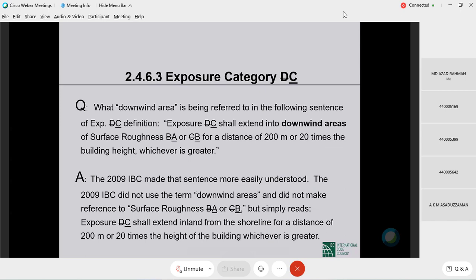Now, what downwind area is being referred to in the following sentence? Exposure C shall extend into downwind areas of surface roughness. Okay. We said that 2009 IBC made that sentence more easily understood. The 2009 IBC did not use the term downwind areas, did not make reference to surface roughness A or B, but simply reads exposure C shall extend inland from the shoreline for a distance of 200 meters or 20 times the height of the building, whichever is less. This is much better. So exposure C shall extend inland from the shoreline for a distance of 200 meters or 20 times the height of the building, whichever is greater.